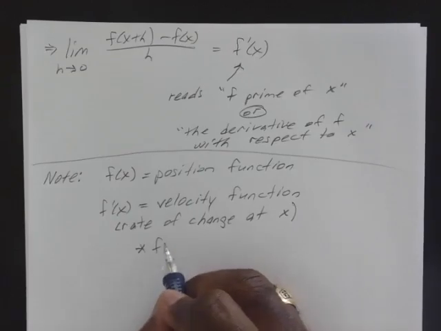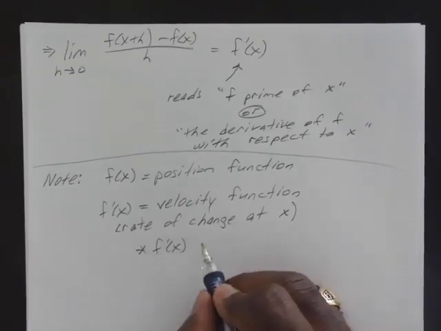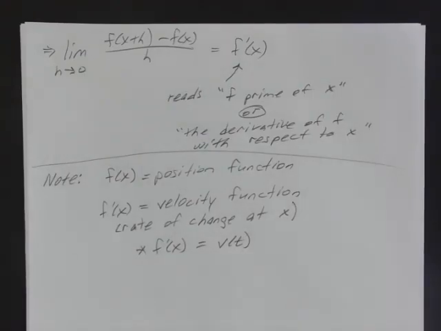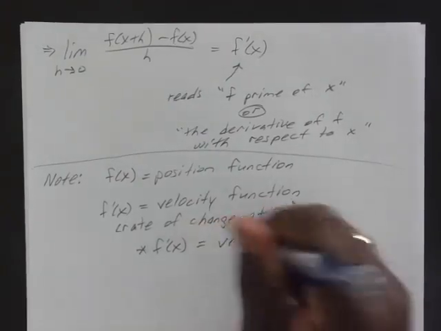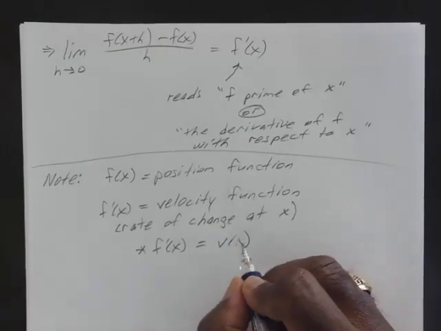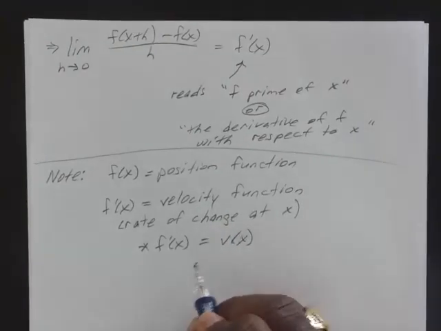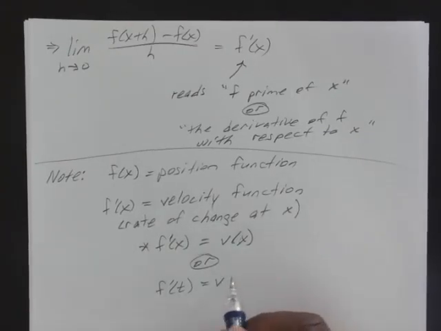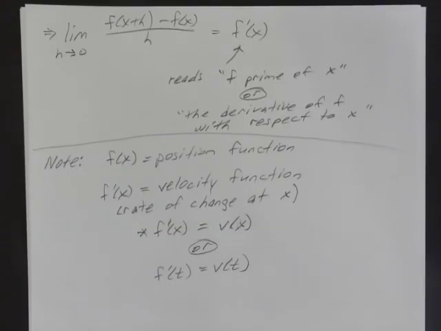Now, sometimes your velocity function is notated as v of t. Nope, not v of t, v of x. Or, in most cases, when they use the velocity function, they use t because that's with respect to time. But you can use the x.